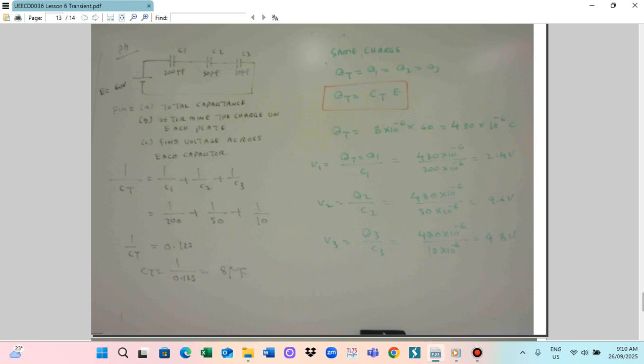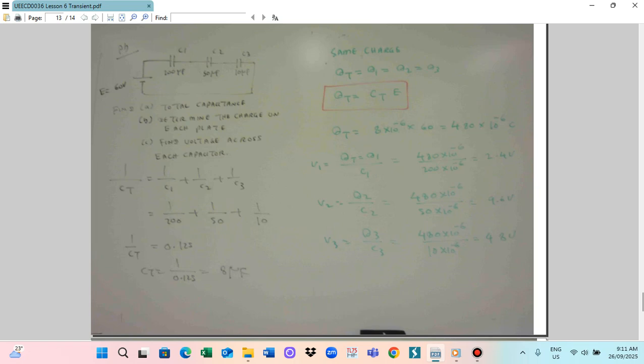Okay, so now you can calculate V1. V1 is Q1 divided by C1. So we get 480 into 10 power minus 6 divided by C1, which is already given as 200 into 10 power minus 6. By solving this, you get 2.4. And V2 is Q2 divided by C2. Q2 is the same, 480 into 10 power minus 6, divided by C2 which is 50 into 10 power minus 6. By solving this, you get 9.6.